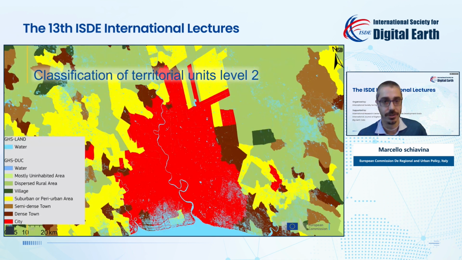So this is then what we get when we apply the Degurba stage 2 classification to the GADM territorial units, as in our GHS-DUC. Again, this step is very important to disaggregate the statistics by degree of urbanization, and can actually be used also to determine the administrative boundaries of a city or a town. As for example, in this figure, we can see the administrative boundaries of Bangkok.